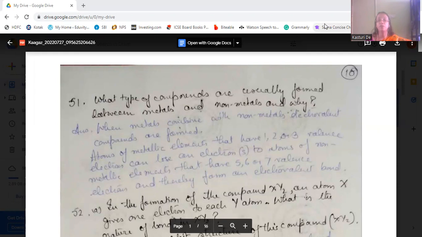And then we'll start with the discussion. The first question we'll start with is, what type of compounds are usually formed between metals and non-metals, and why?